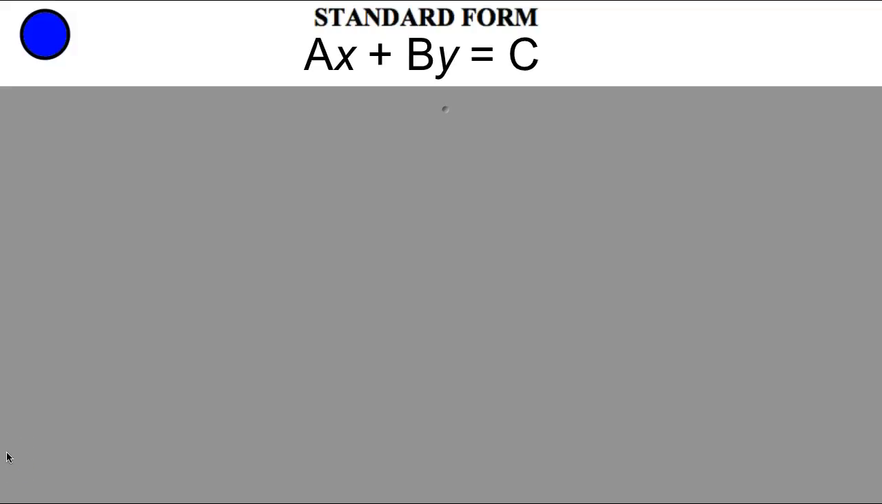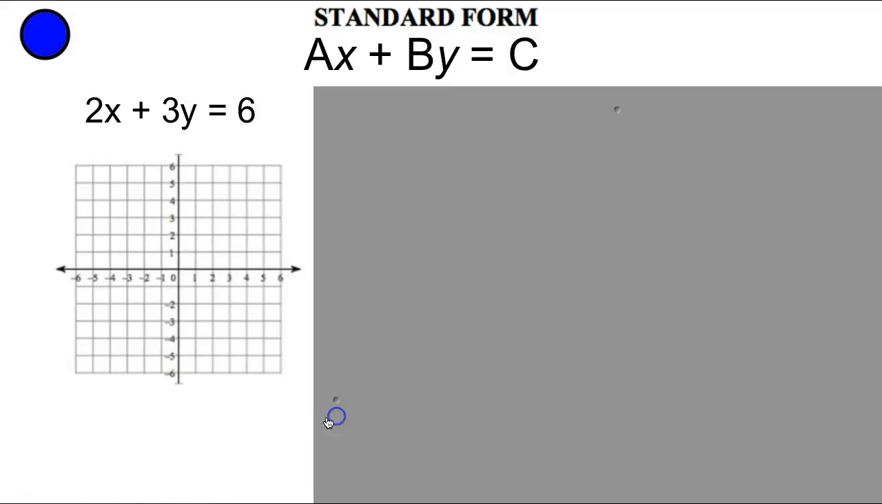So now we're going to learn about something called standard form. You may have seen this before, or it might be brand new. This is just a way to write equations. The standard form is ax plus by equals c. X and y are the variables. A, b, and c are numbers. A and b are coefficients, and c is just a constant after the equal sign. Let me give you an example of this.